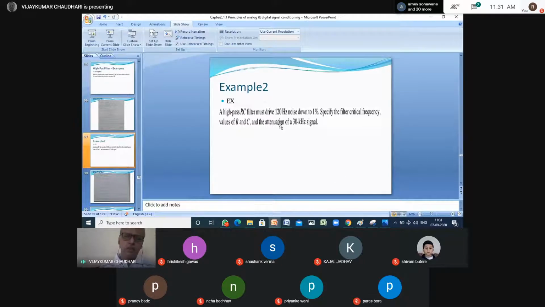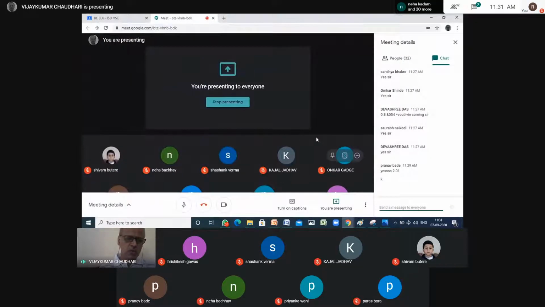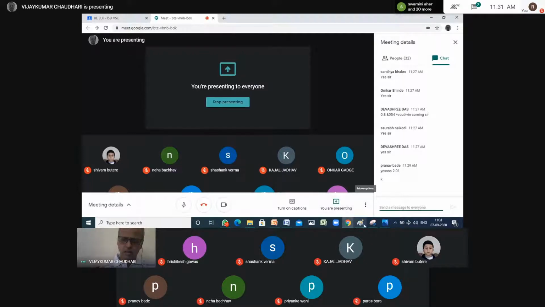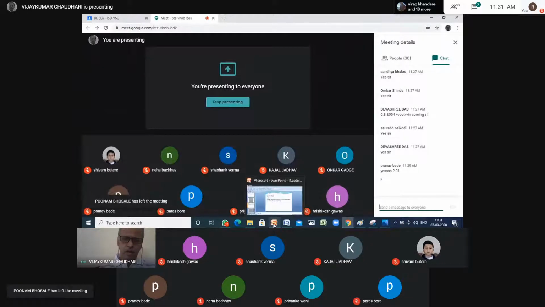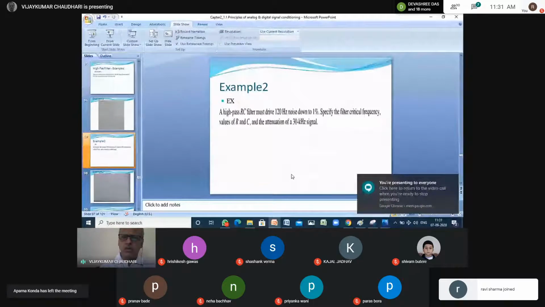Next, second example: a high-pass RC filter must drive 120 hertz noise down to. What I think is you are not ready with it. Shall I ask you to put on your video? No one is responding except for Pranav, Devashri, Saurabh. Okay, I'll call and ask you by name. Put on the video then. So let's go to the second example and try to solve this. Try to solve it on yourself.